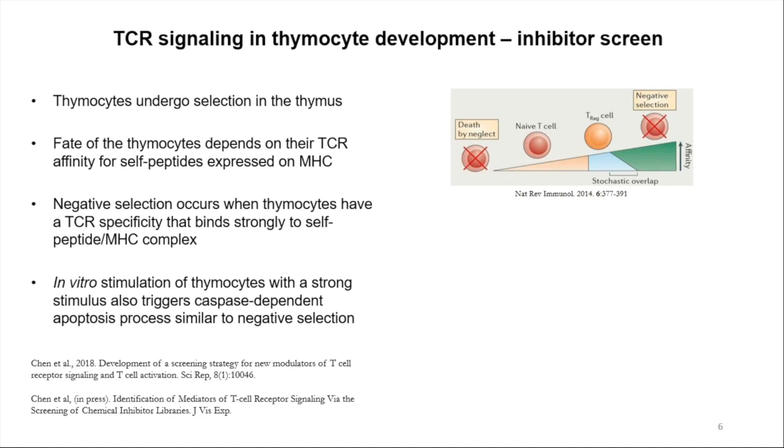Our assay has been published or is being published, and the details can be found at the bottom of the slide. Our assay is based on the physiological process of thymocytes undergoing a selection process in the thymus, in which they undergo a caspase-dependent apoptosis, where there is a strong interaction between the TCR and the self-peptide MHC ligand. This caspase-dependent apoptosis can be mimicked in vitro using a strong stimulus, for example, using anti-CD3 or CD28 antibodies.